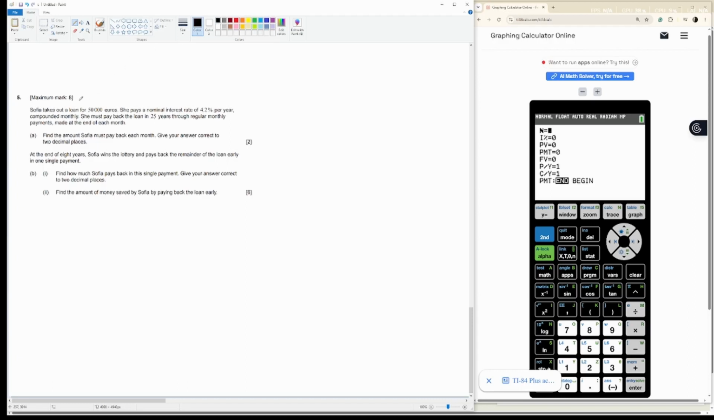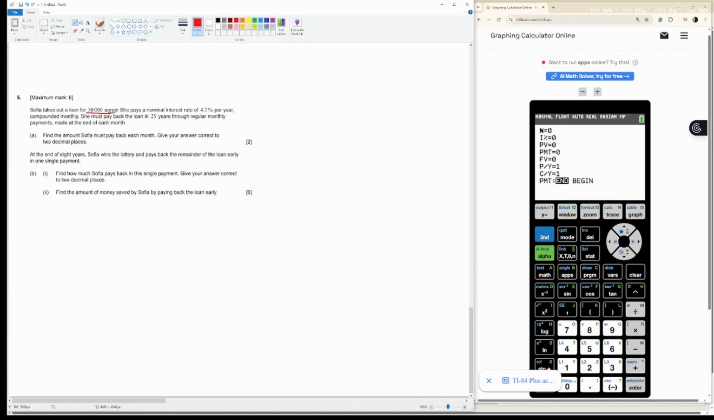So Sophia takes out a loan for 50,000 euros. She pays a nominal interest of 4.2% per year, compounded monthly. For these types of exercises, what I really recommend is to take one more pencil or pen to your test or exam, and every time you see something that is valuable, just highlight it with red. This brings out the valuable information that you can later put into your calculator.